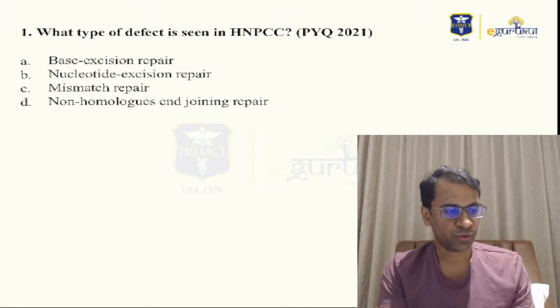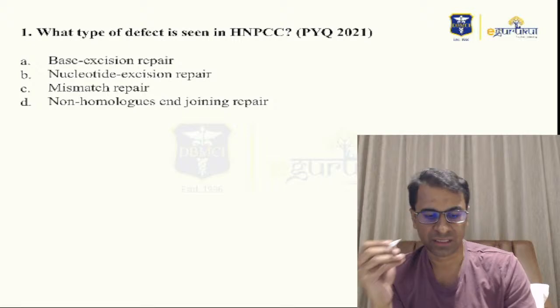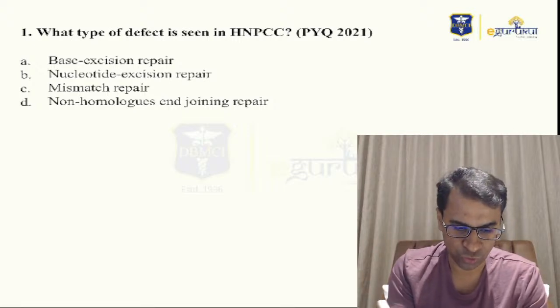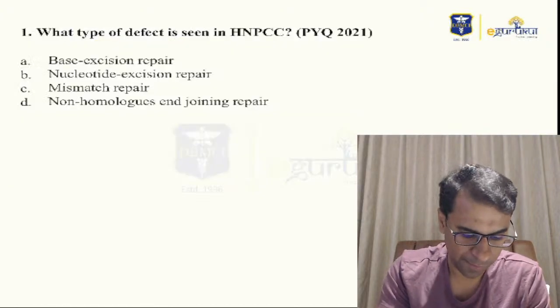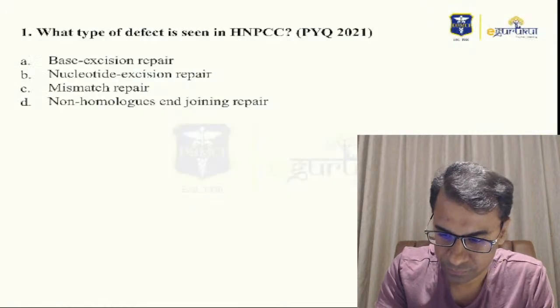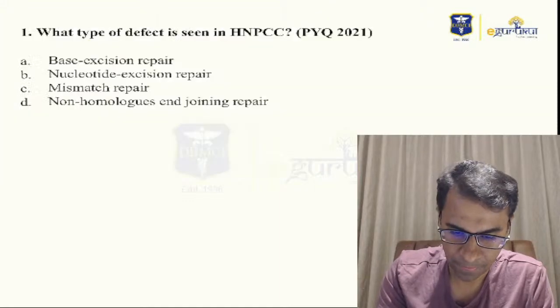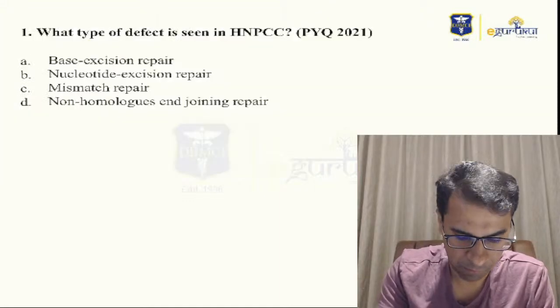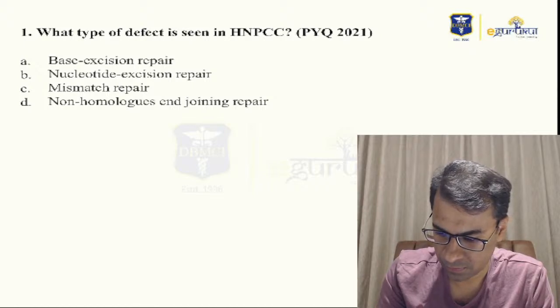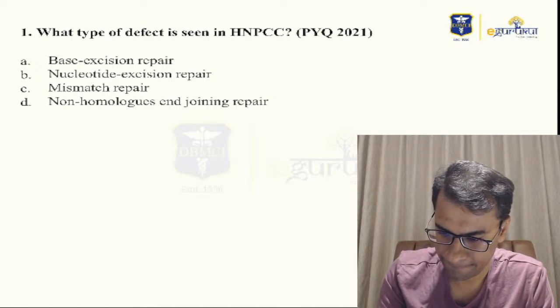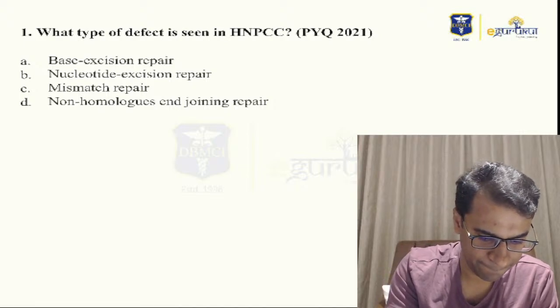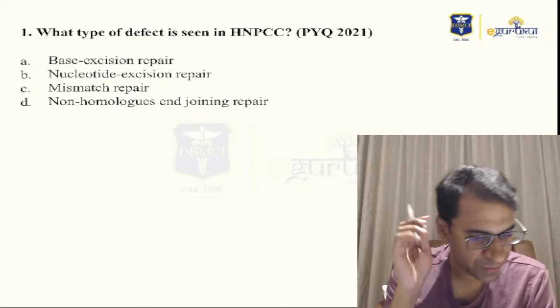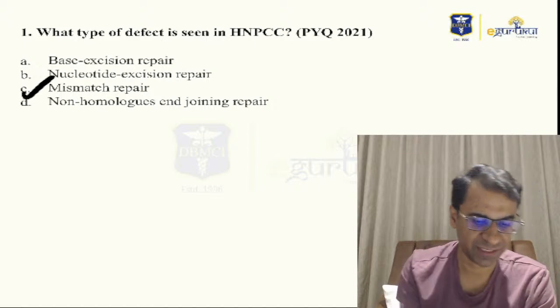So, the first one you should understand is, can you please tell me the answer, guys? Now, for those who know it, please let me know the answer. What do you feel is the answer? C, exactly. Mismatch repair gene is the right answer.